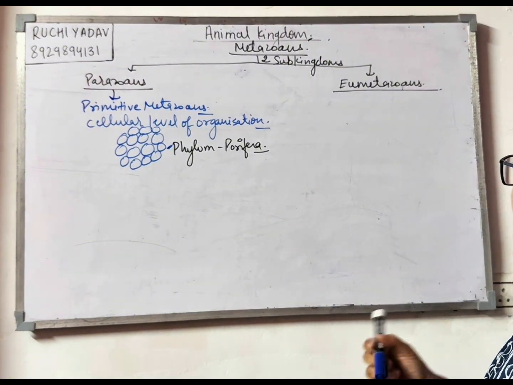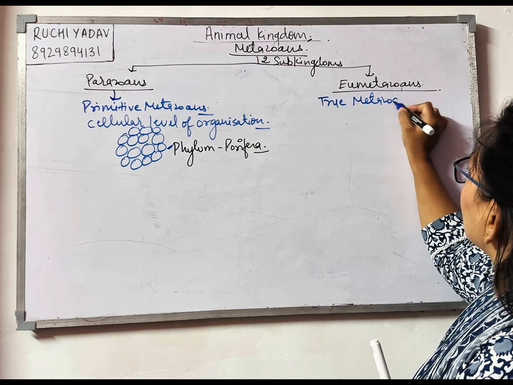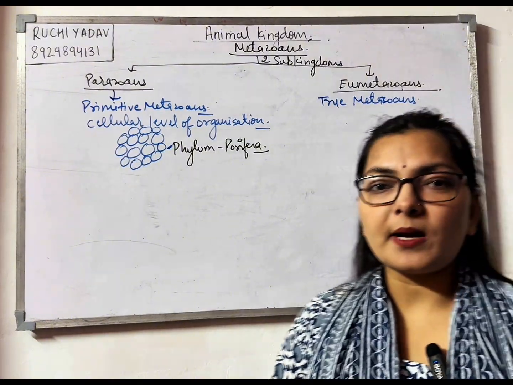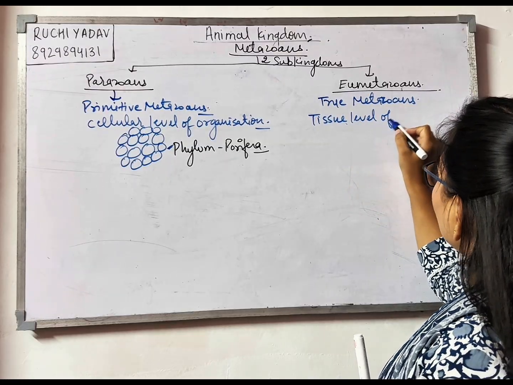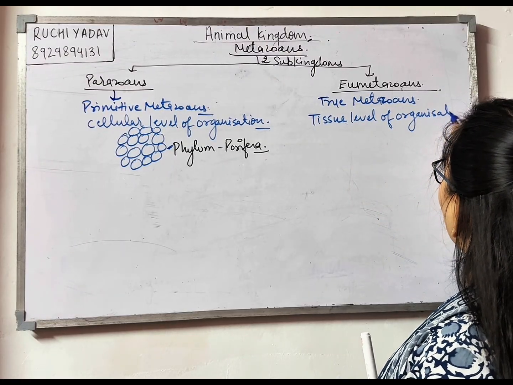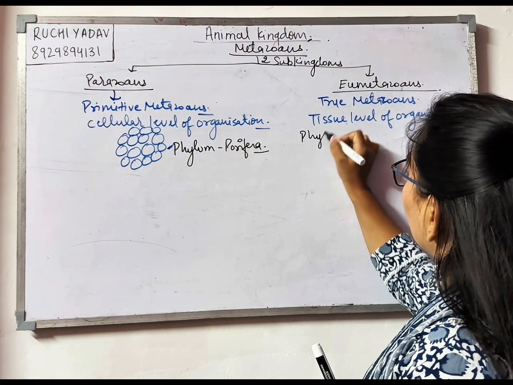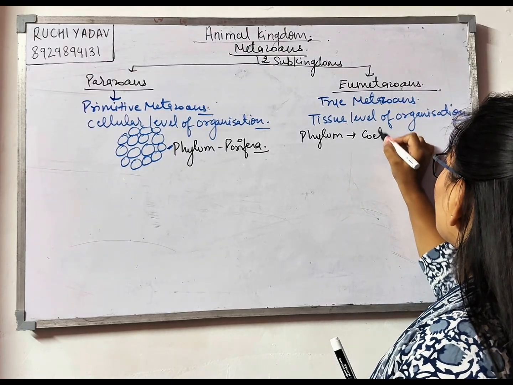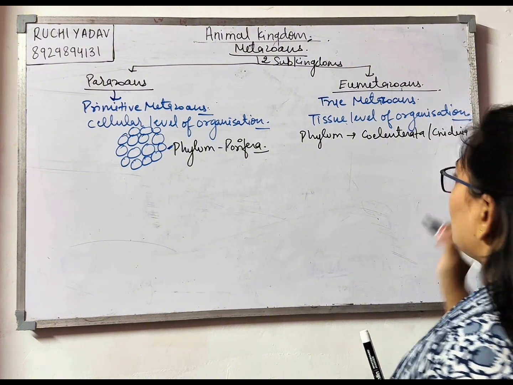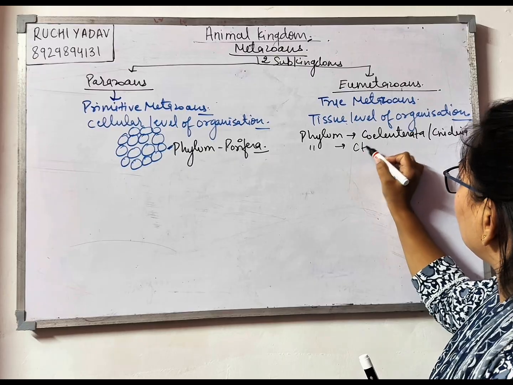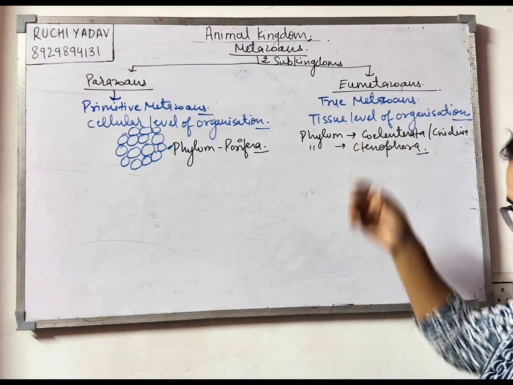Now comes the eumetazoans. What are these? Eumetazoans are the true metazoans. All right. Why are they known as true metazoans? Because these animals have tissue level of organization. Tissue level of organization is found in two phyla, that is phylum Coelenterata, also known as Cnidaria, and phylum Ctenophora. These are the two sister phyla which possess tissue level of organization.